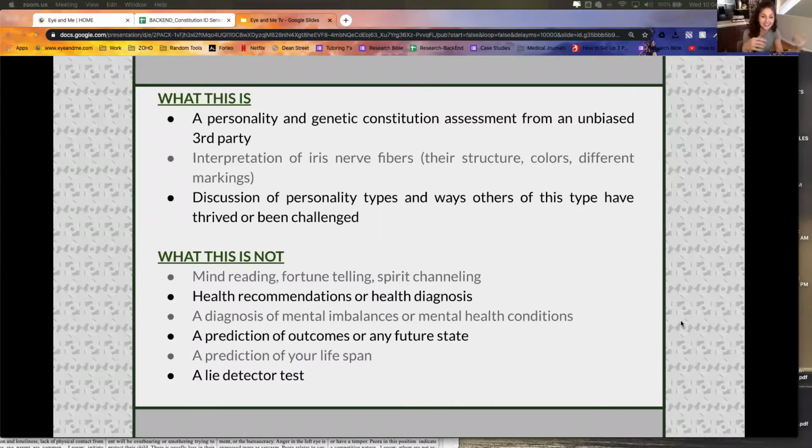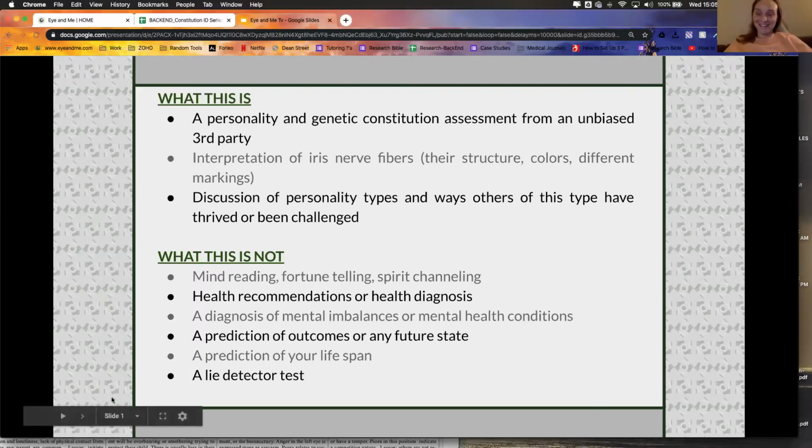So what this is not is, I can't read your mind. I can't tell your fortune. I can't channel spirits. Well, that one's debatable, Leah, okay? This isn't necessarily health recommendations or a health diagnosis. I'm not a medical doctor. I don't diagnose disease. But what we'll be sharing is just different ideas that similar constitutions have been implementing to feel their best and alleviate any similar symptoms. So, no mental imbalances. I can't predict the future. I can't tell if you're lying, and I can't tell when you're going to die. Okay. I think it's good.